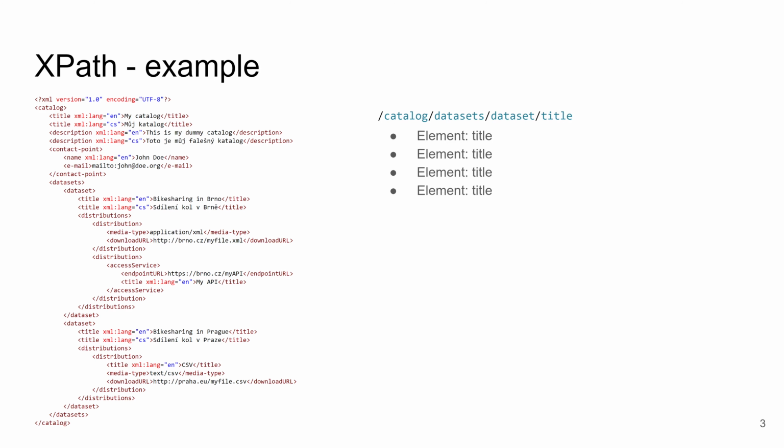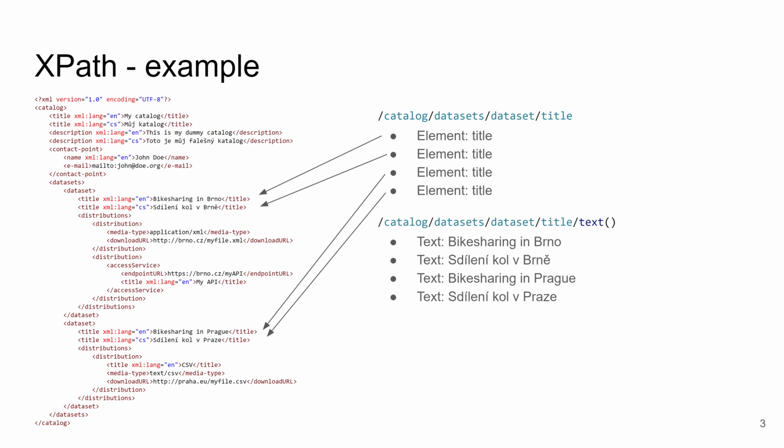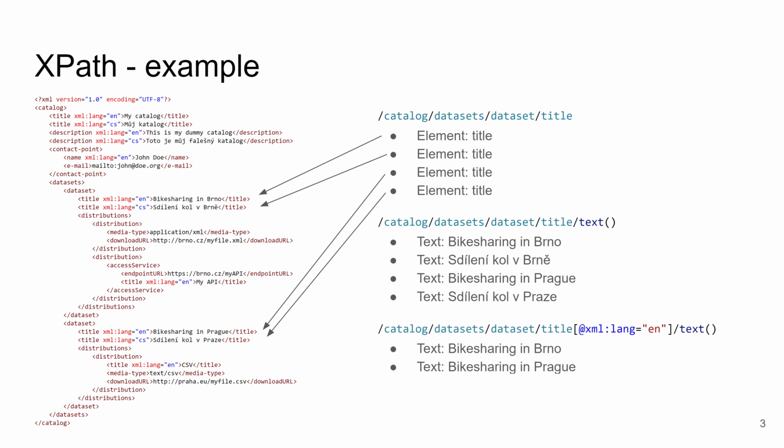In this example, the following 4 elements are returned as a result of this query. They are the title elements of the datasets. Now, in the second example, we'll have the same. However, we'll add one more step, and that is a text function, which actually returns the text content of an element. So if before we had the 4 title elements, with the text function, we'll have the textual contents of those 4 elements.